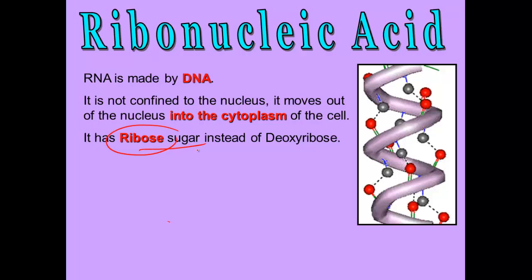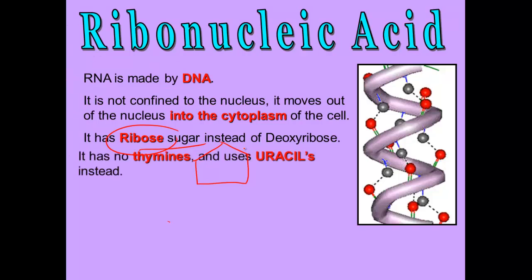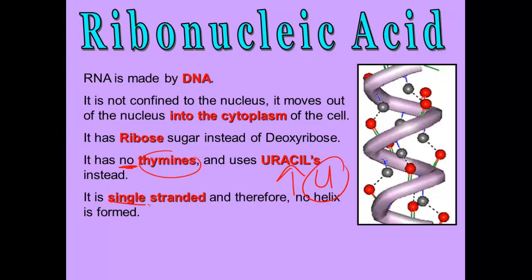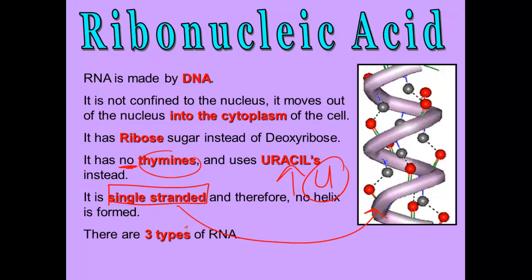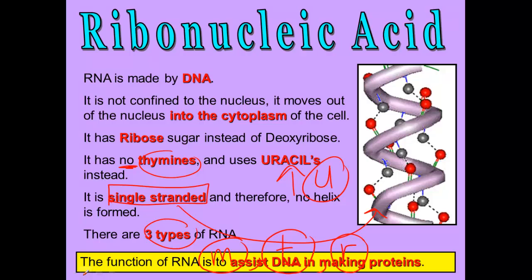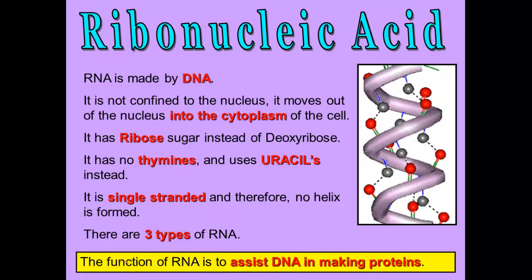Now we already have talked about the fact that RNA has a ribose sugar instead of a deoxyribose sugar. That's that pentose sugar we were talking about. And RNA also has uracils instead of thymines. RNA is single-stranded. It doesn't make a double helix, so it looks a lot like an alpha helix of a protein. And there are three types of RNA. There's mRNA, tRNA, rRNA. rRNA stands for ribosomal RNA, tRNA stands for transfer RNA, and mRNA stands for messenger RNA. And all of those basically help DNA to make proteins.